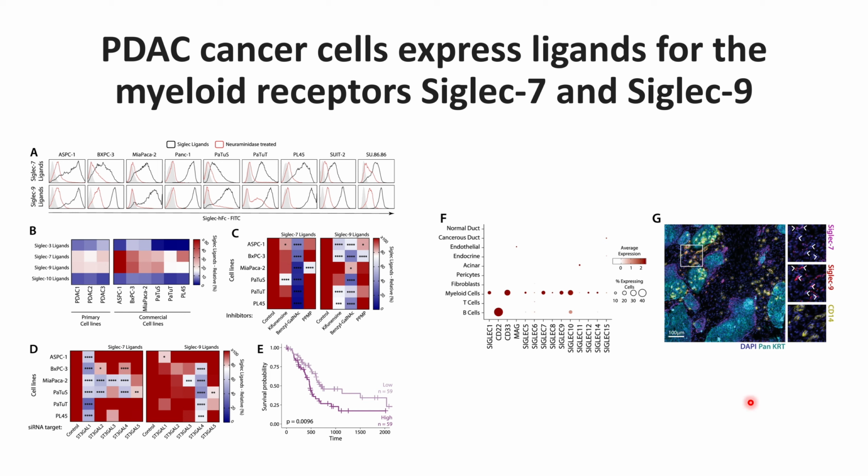by staining the pancreatic cells with Siglec 7 and Siglec 9, and also the marker for myeloid cells, that is CD14, and they saw that Siglec 7, Siglec 9 and the marker are almost at the same site. So this further validates the point that myeloid cells are the ones that play a role as the Siglec 7 and Siglec 9 ligand receptors.